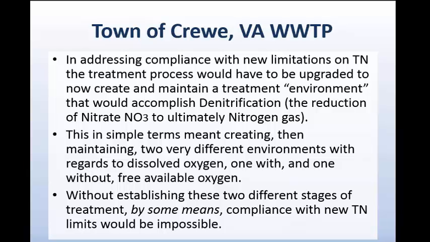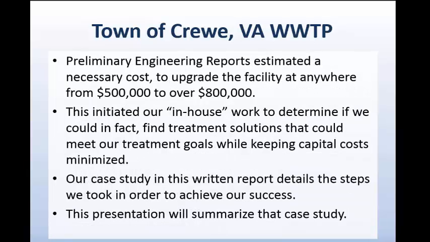Without establishing both of these two very different stages of treatment, by some means, compliance with our new total nitrogen limits would be impossible. We had preliminary engineering reports that estimated a necessary cost from about $500,000 to just under $1 million. So this kind of facilitated our in-house work to see if we could in fact find some type of treatment solution that would meet our treatment goals while at the same time keeping our capital costs minimized.